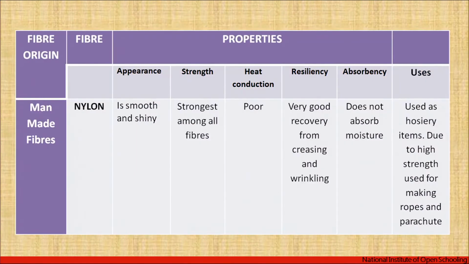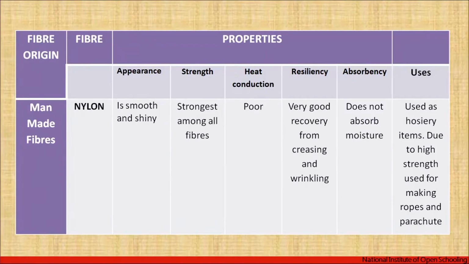Next we come to the nylon fiber. Nylon fiber is known as a smooth and shiny fiber. It's the strongest among all the fibers. Have you seen parachutes, ropes? Usually your parachute ropes are made up of nylon fiber because it's the strongest fiber among all the synthetic fibers. Its heat conduction is poor, as we know, and the resiliency is very good, with recovery from creasing and wrinkling.